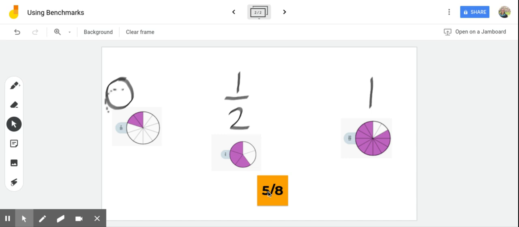So I know the fraction 5/8 is not going to be that close to 0, because I have 5 of those pieces colored in, or 5 of those pieces of cake eaten. It's pretty close to the fraction 1/2, because that would be 4 pieces out of my 8 pieces. And I have 5 pieces, so that's just 1 more piece than half. So I'm going to say the fraction 5/8 is closest to the benchmark 1/2. I still have 3 pieces before I get to my whole. I'm 5 pieces away from 0, but only 1 piece away from 1/2.